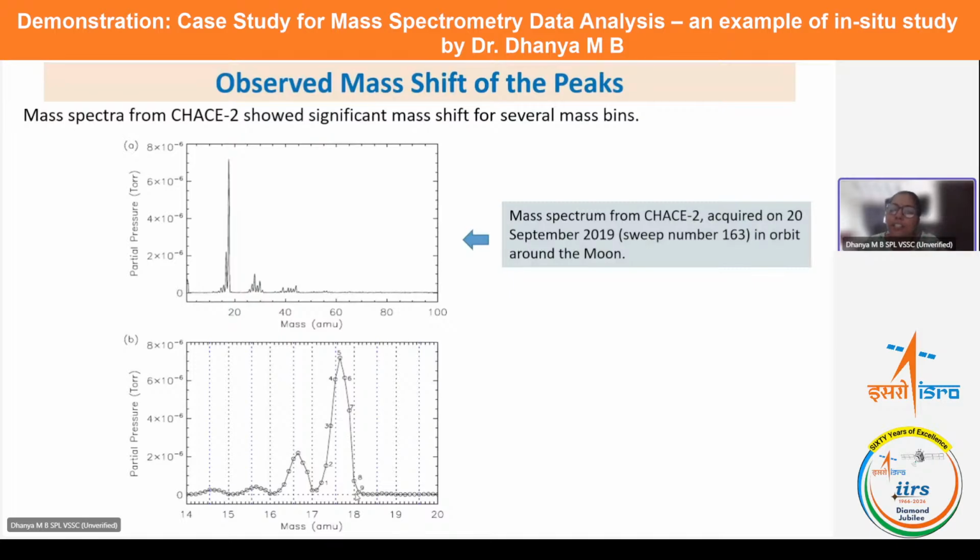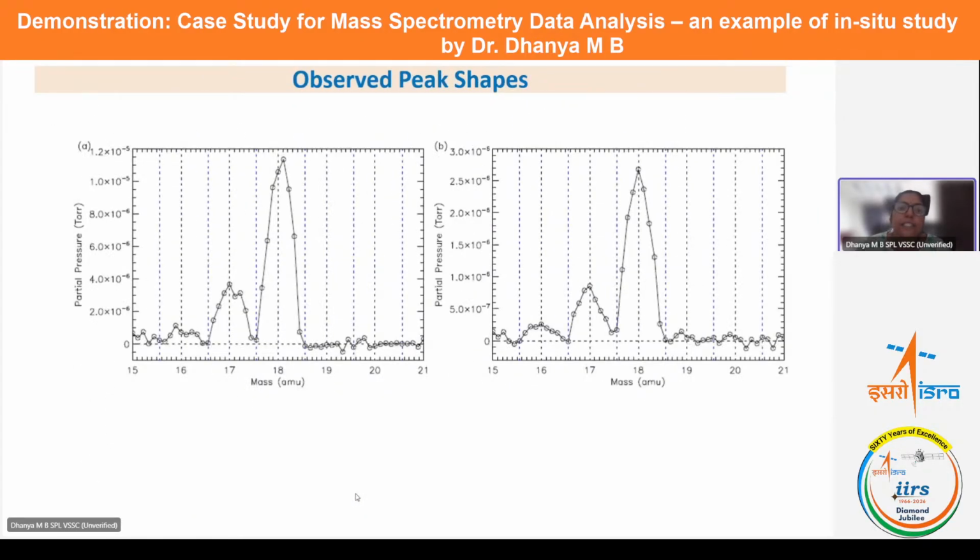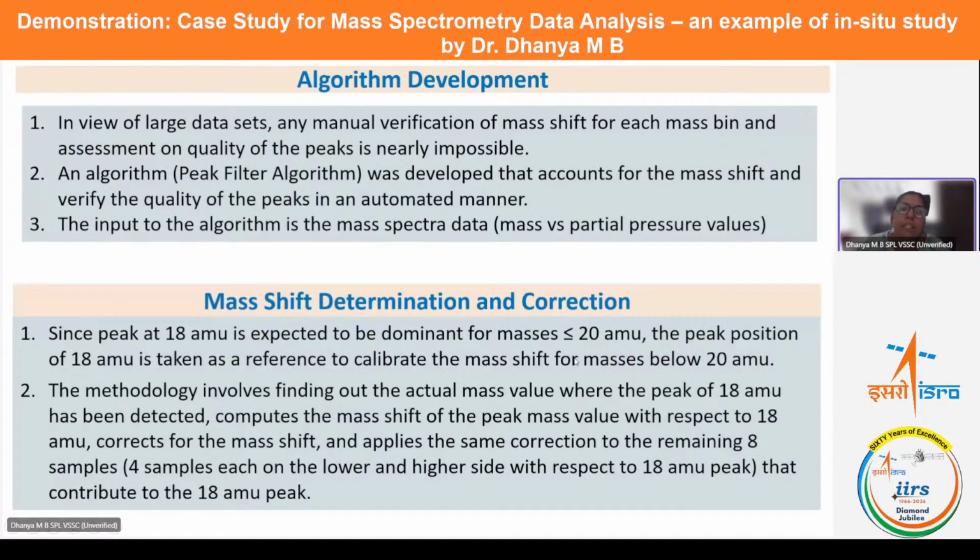In order to decide on anything which deviates from this pattern, we have developed an algorithm called a peak filtering algorithm, where we can account for the mass shift. After that, we assess the quality of the peak and then filter out the peaks. Only the good quality peaks are taken for later analysis. This is what is done in the algorithm, because we have a large data set and manual verification becomes difficult. So we have used this criteria.